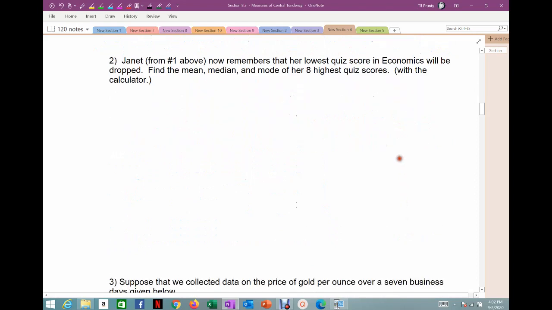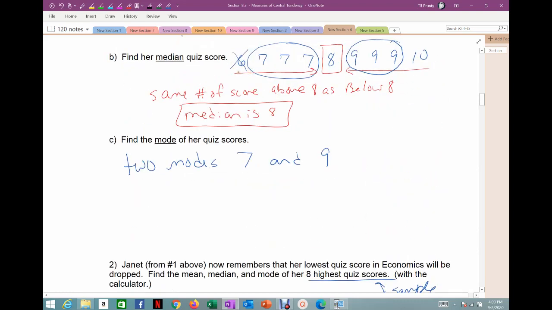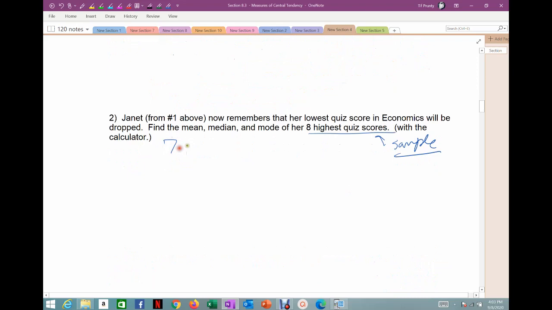Alright, so we're going to do the same one, but suppose Janet gets to drop her lowest quiz score. I want to find the mean, median, and mode of her 8 highest quiz scores. So now this is a sample. As soon as I throw away a quiz score, it's no longer all of her quiz scores, it's a sample. It's her 8 highest, so basically this 6 gets thrown away. And so it's just the 3 7s, the 8, the 3 9s, and the 10.